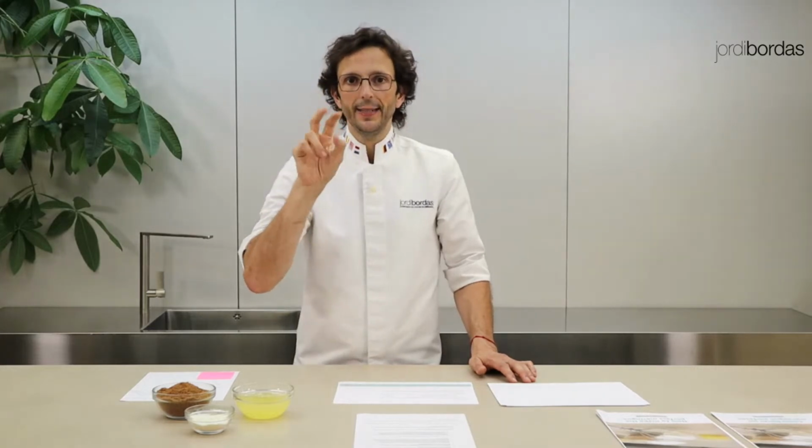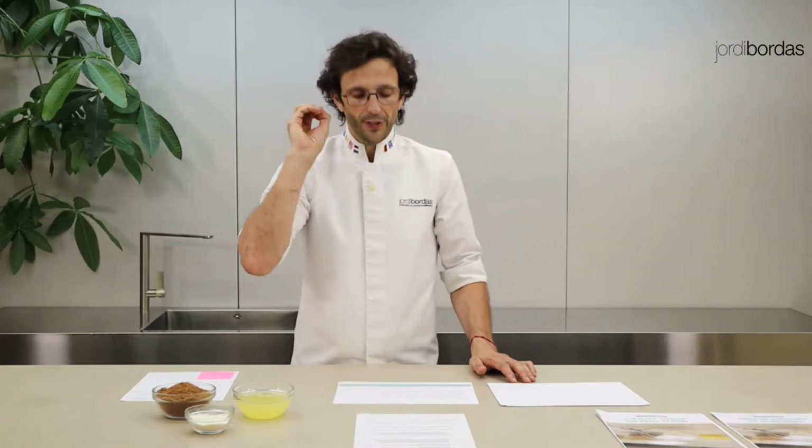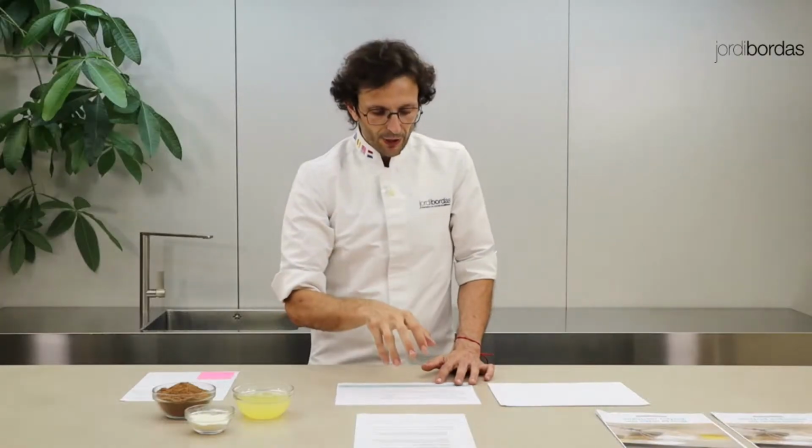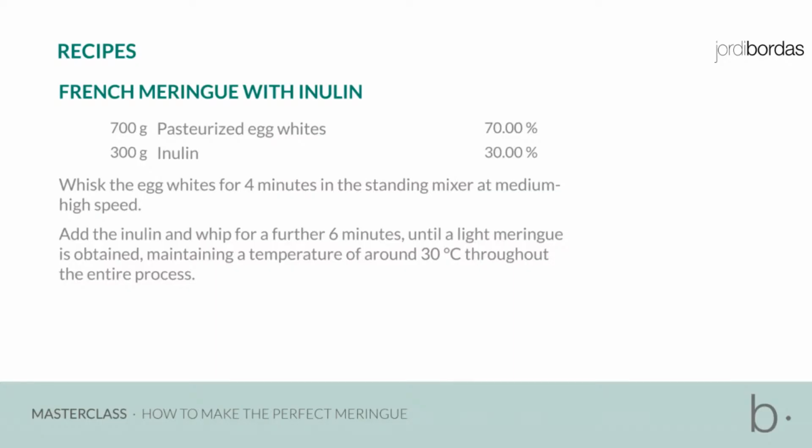And both meringues, the meringue with oligofructose and the meringue with allulose, are going to caramelize. That means that if you want to caramelize this meringue for a plated dessert, for example, it's going to work perfectly, okay? Let's go to see another option. I'm going to give you an option of this kind of French meringue with oligofructose or allulose, but with a good stability, for example, to prepare a lemon pie, no?